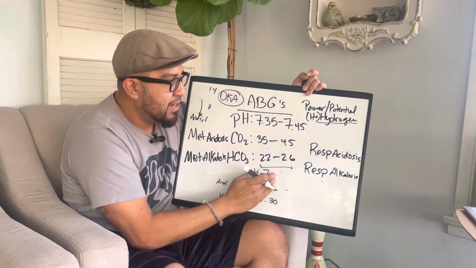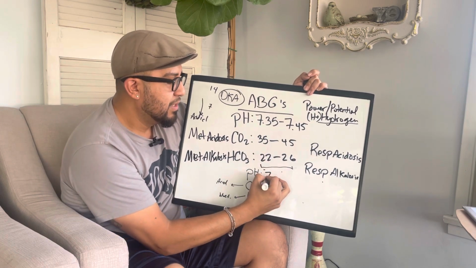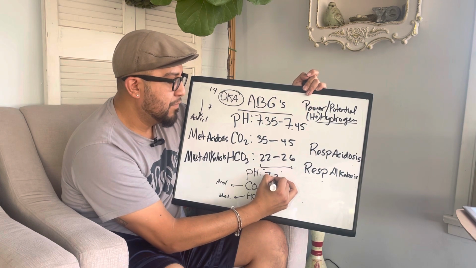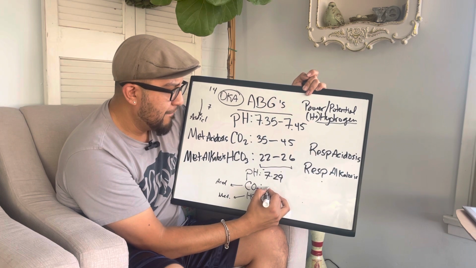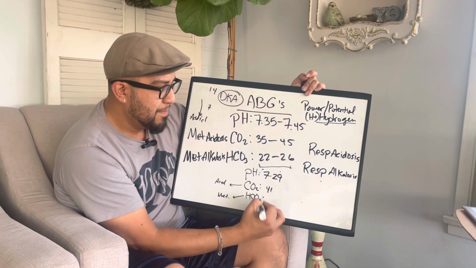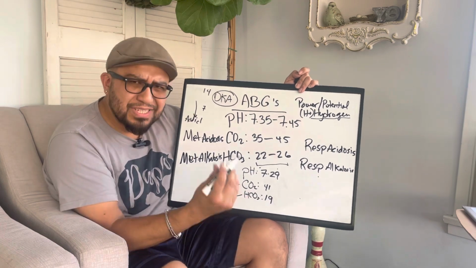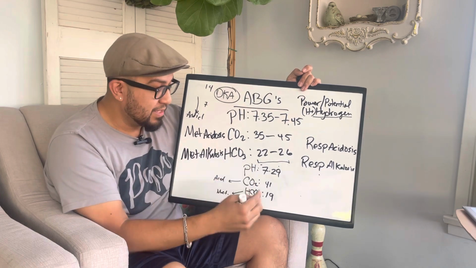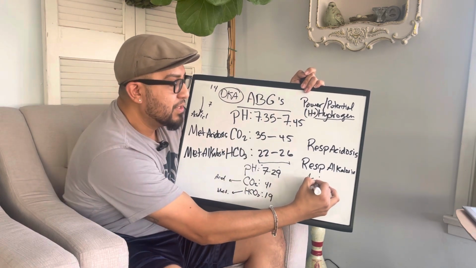Let's say that your pH is 7.29. Your CO2 is 41, but your HCO3 is 19. What's going on here? Well, same way of analyzing this. The pH is 7.29. We know that's below, so we know it's acidosis.